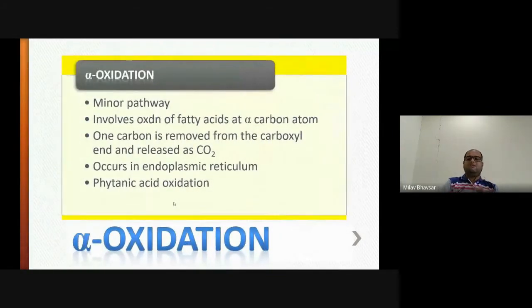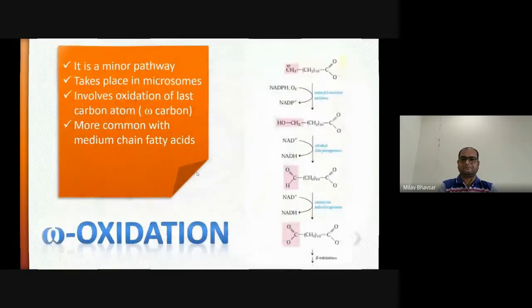Now coming to the alpha oxidation. It's a very minor pathway. Here it starts from the alpha carbon instead of the beta carbon. And here one carbon gets removed and released as CO2 instead of coming as acetyl coenzyme A, and the place where it occurs is the endoplasmic reticulum.